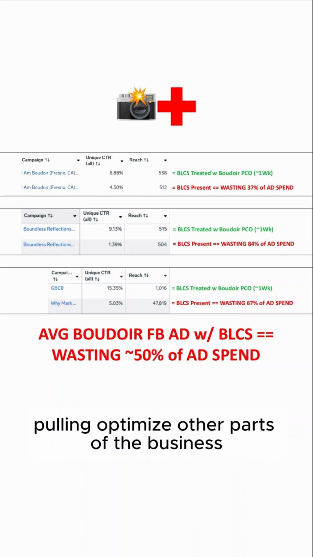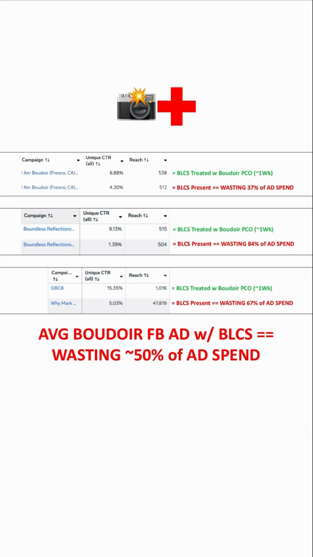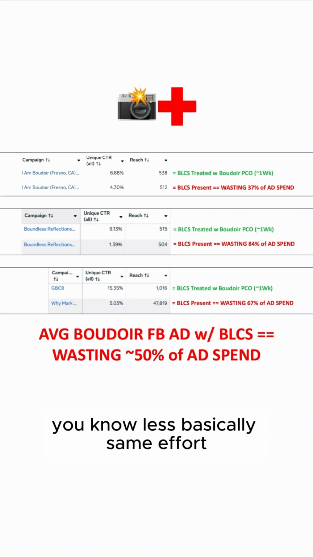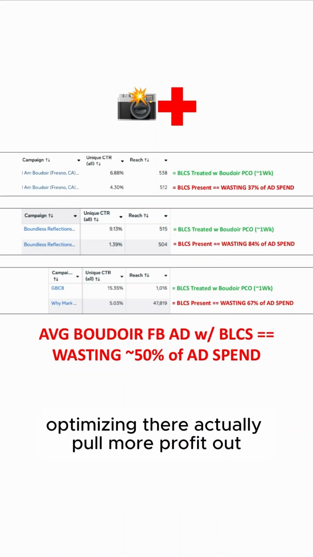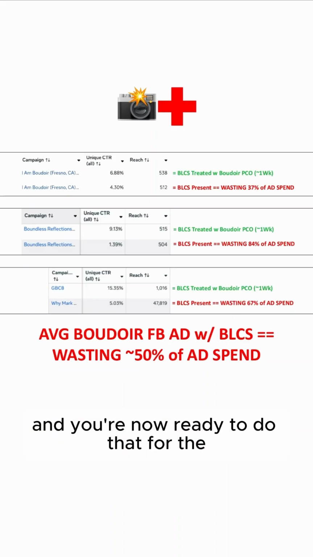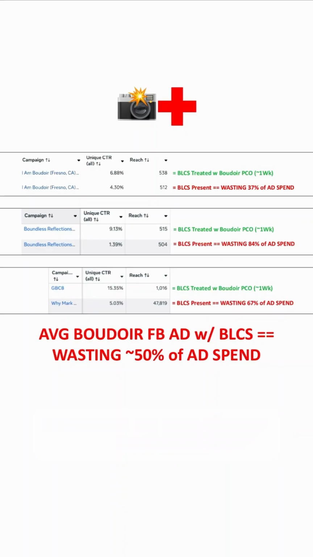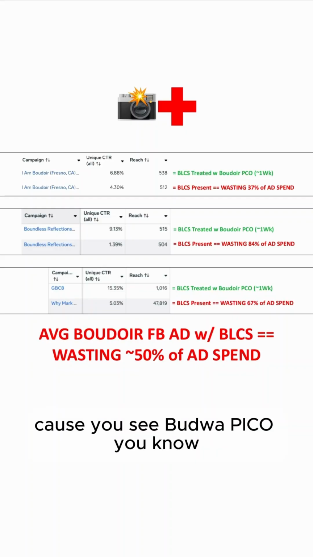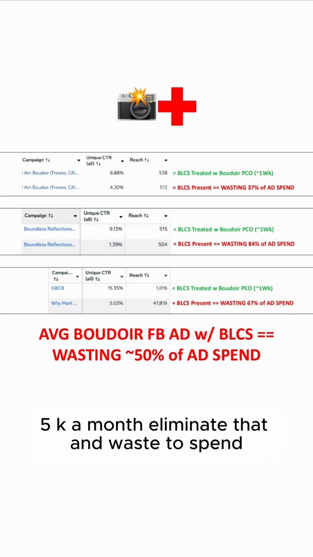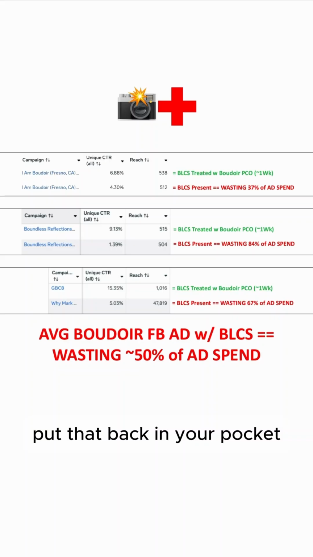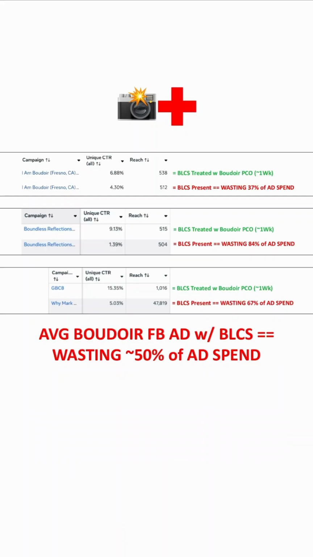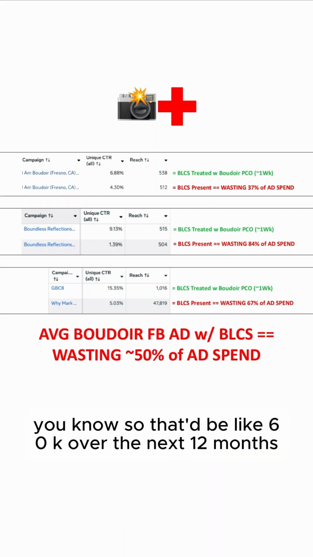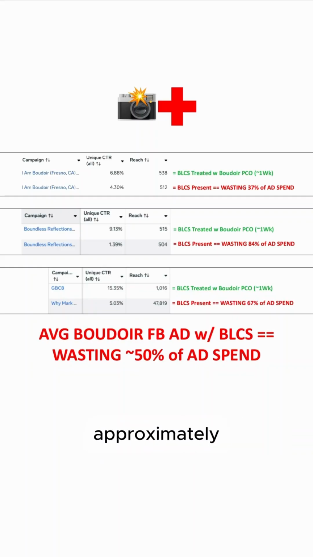And you're already optimizing other parts of the business, same effort, more results, or less effort, same results, actually pulling more profit out. And you're now ready to do that for the Facebook ad part of your business, because you see Boudoir Pico, you can save on average approximately 5K a month, eliminate that wasted spend, put that back in your pocket, so that'd be like 60K over the next 12 months, approximately.